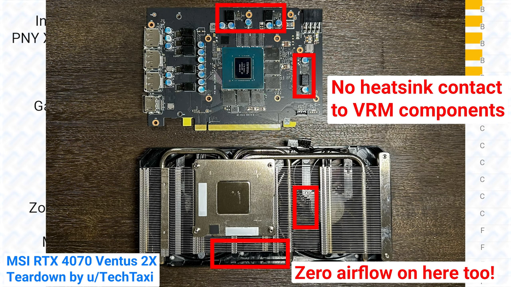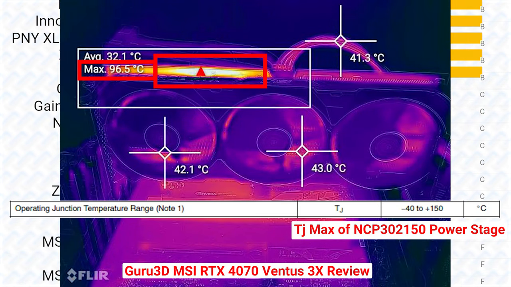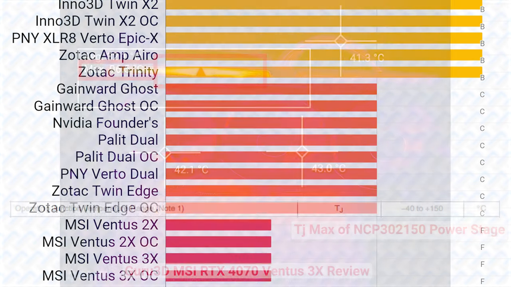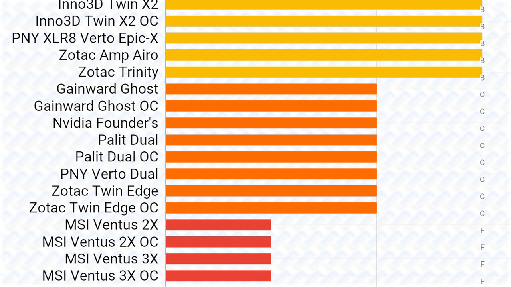The result is that this VRM phase hits almost 100 degrees Celsius as seen in this Guru3D review. That is unacceptably hot for a VRM even if it is technically within spec. The VRM might be 100 degrees on the outside, but it could even be hotter on the inside of the chip itself. So this might actually be way too close to the maximum temperature spec of the VRM phase, which is the power stage, landing the MSI Ventus cards the first ever F-tier position in the cooling tier in my buying guides.